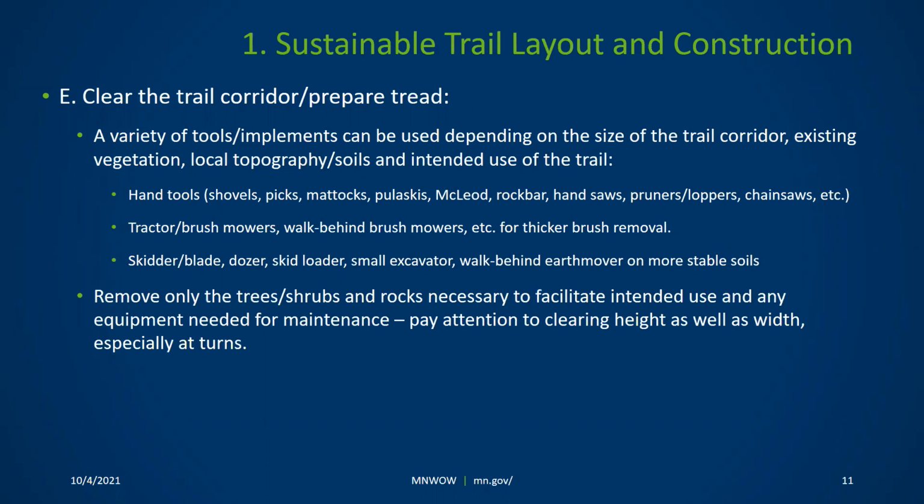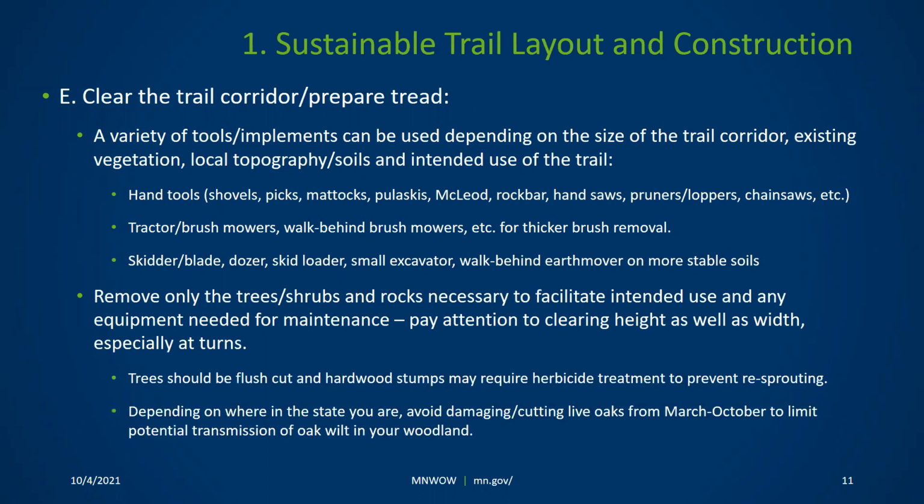So remove only the trees needed. Pay attention to clearing height and width, especially at turns, realizing you might need more room there. Trees should always be flush cut if they're in the trail. Hardwood stumps most likely will require some herbicide treatment to the stump to prevent resprouting. One note is, depending on where you are in the state, you should avoid trying to damage or cut live oaks between March and October. The sap's flowing. Again, that depends on where you are in the state, but what we're looking for is to preclude the transmission of oak wilt, especially into your woodland, because if you get it in there, that's going to be catastrophic.